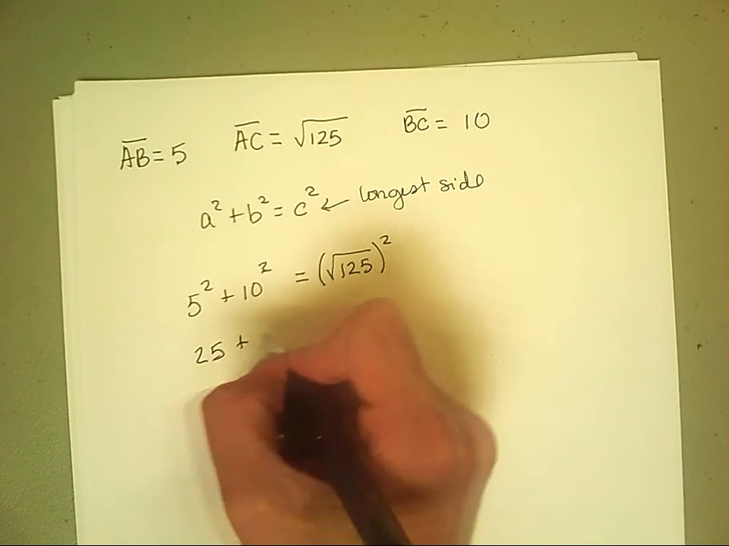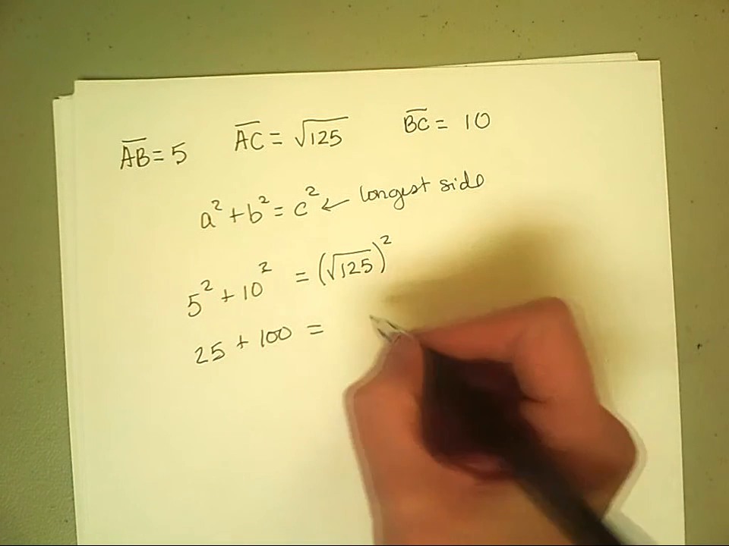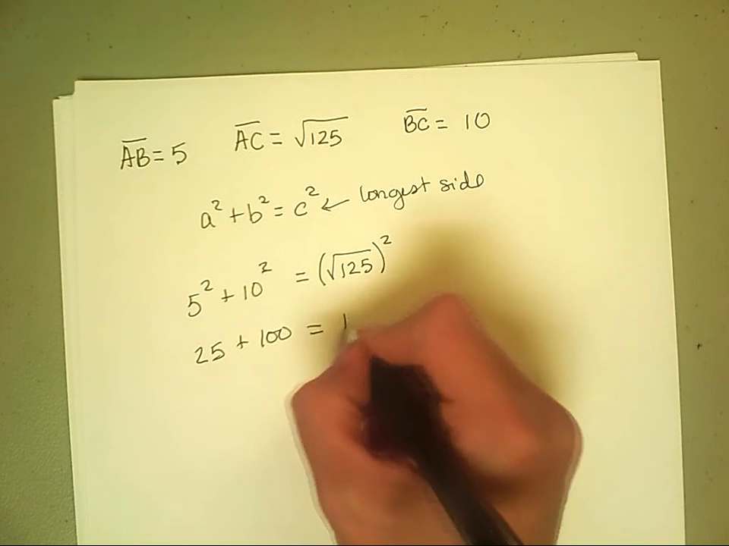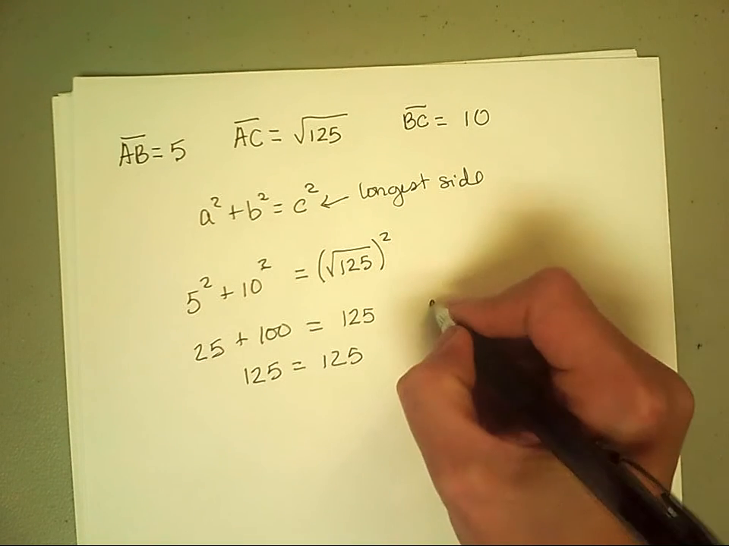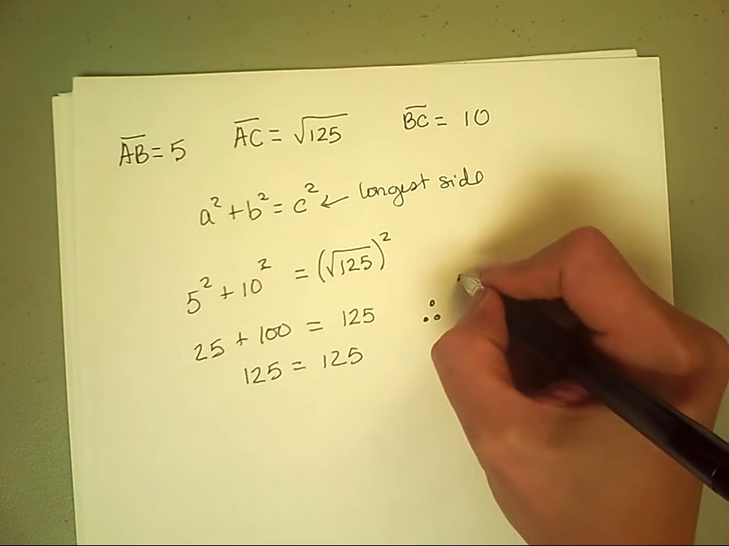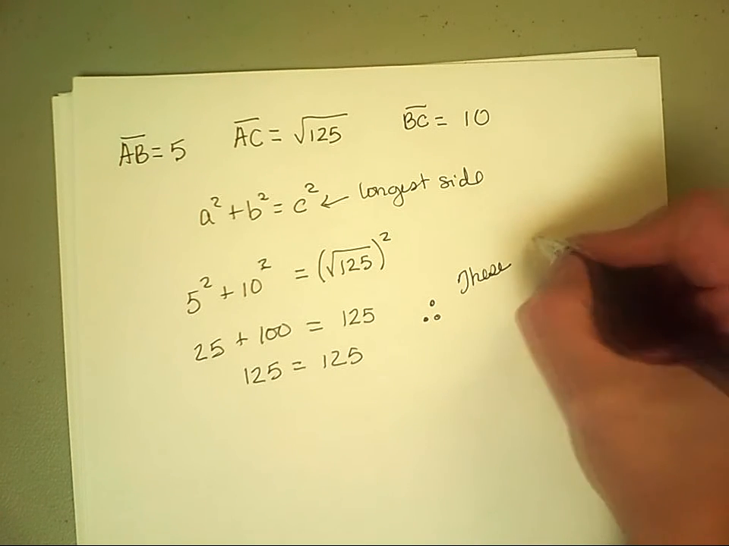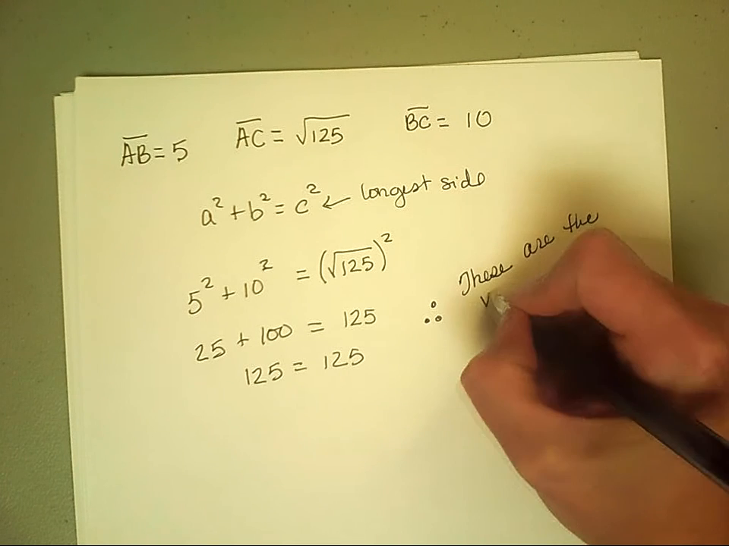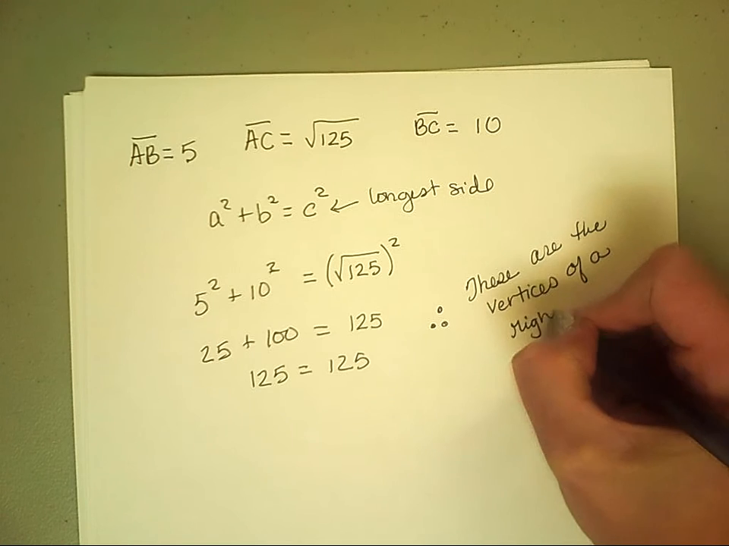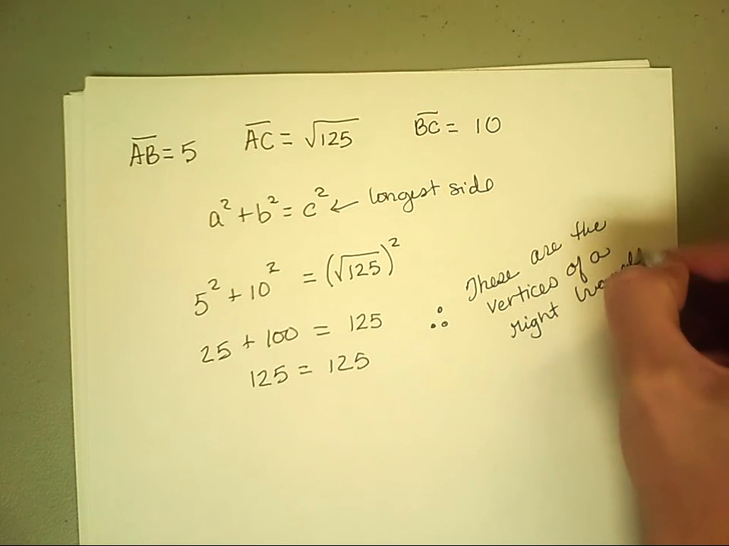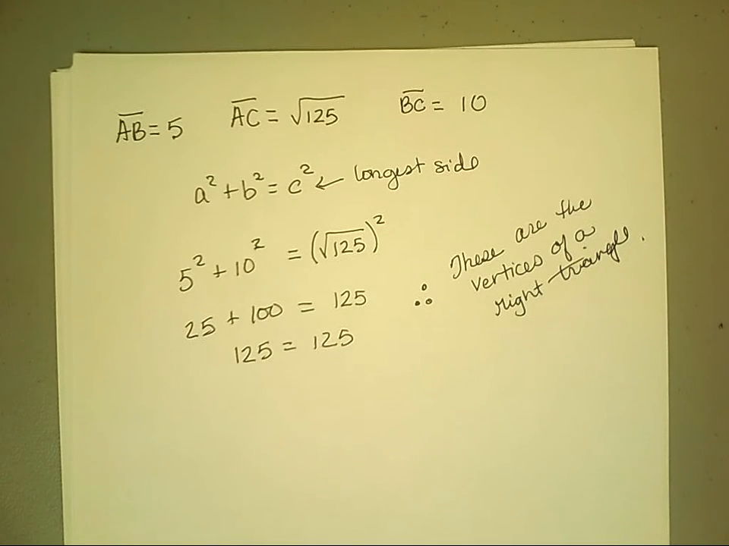Alright, well, 5 squared is 25, 10 squared is 100, and the square root of 125 squared is 125. And from here, we can see that these two are equal, and therefore, we'll write our conclusion, these are the vertices of a right triangle. Okay, and so we'll make our conclusion. Okay. So that's how you perform that problem.